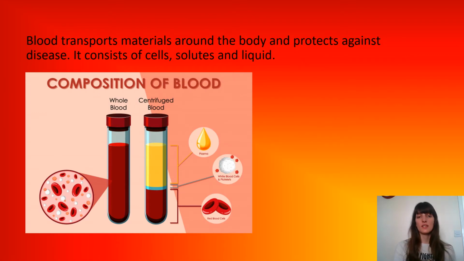Blood transports materials around the body and it protects against disease. It consists of cells, solutes and liquid. It's like a highway system or a road system in your country that has the job of getting things from factories to households or people to work, that kind of thing. It's your body's version of it, and because you are a multicellular organism made of lots and lots of cells, your cells can't just rely on things eventually floating there. They need a system that helps to get things there, and that's your blood. It's the transport system in your body.